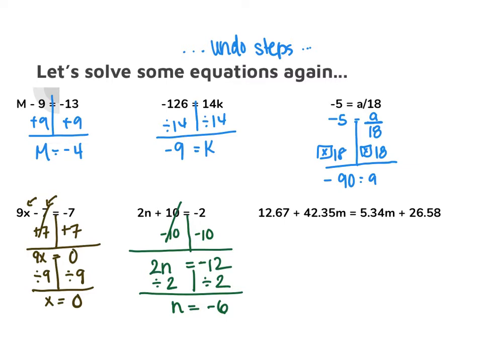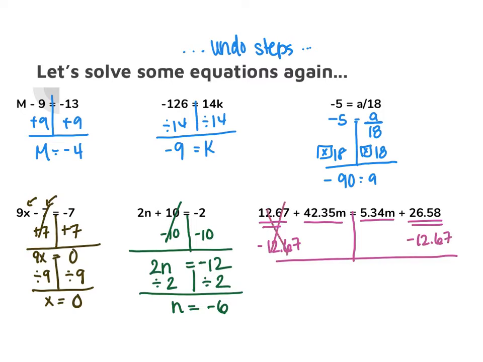We're going to move on to the next problem. Why don't you stop the video, see if you can solve that problem, and then let's check our answers together. In this case, I want to combine my m's together, which would be 42.35 and 5.34. And I want to combine my constants together, which is the 12.67 and the 26.58. I'm going to combine my constants together first by moving this 12.67 from the left side to the right side.